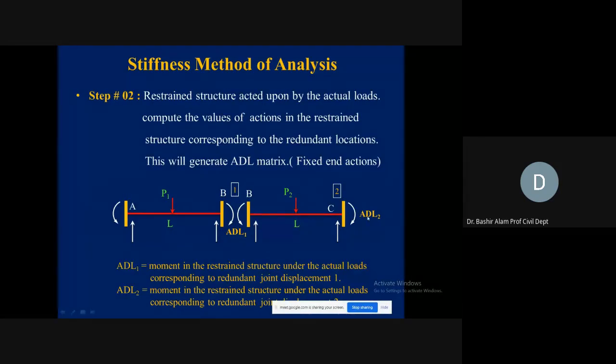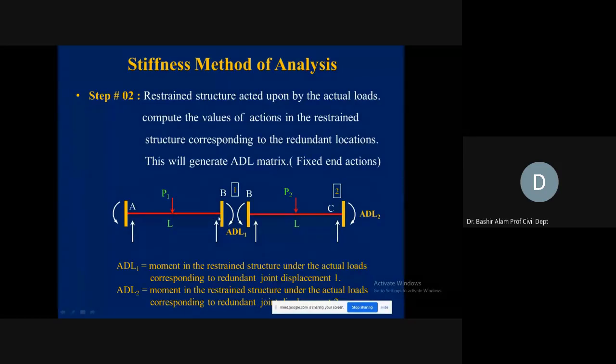This is the actual structure. At B, we make this a fixed support. Now actually at the fixed support, we are dividing this into fixed. Fixed means again it is a fixed support. And here again, this is now at 2. Now this coordinate, this is the fixed support. It is under the actual loads P1 and P2. So what we do now, the restrained structure is acted upon by the actual loads P1 and P2. Compute the values of actions in the restrained structure.